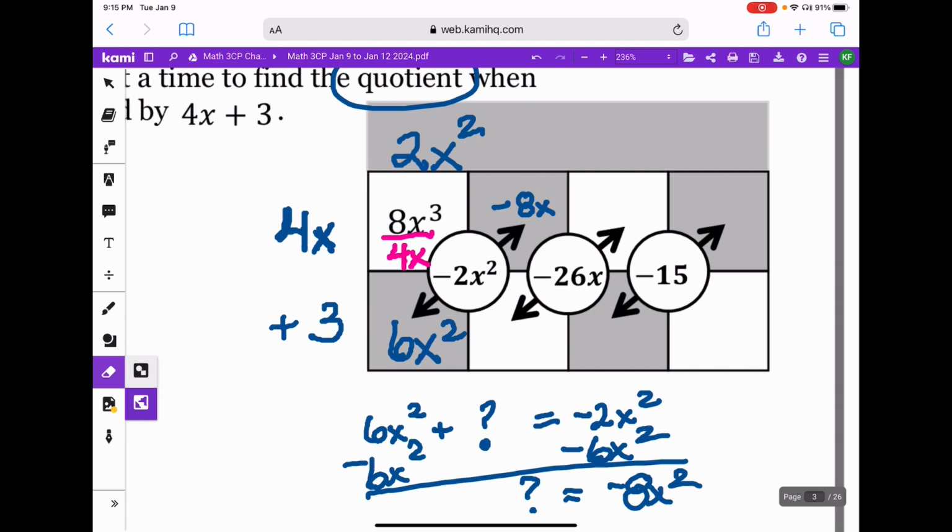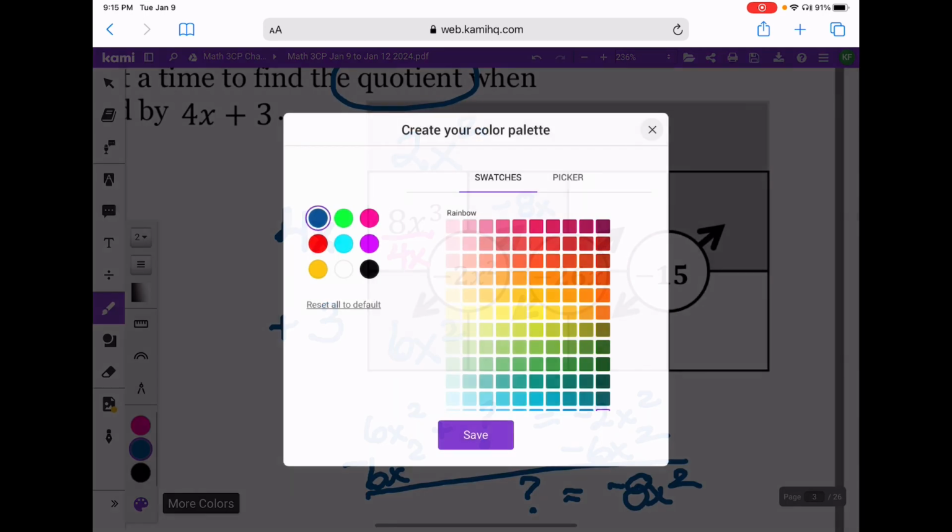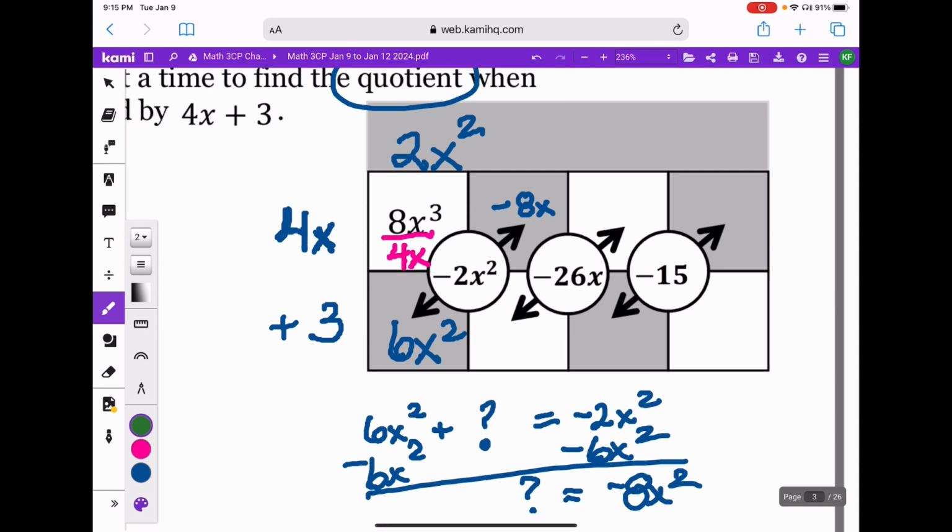So we're going to ignore this first column, and we're going to just focus on the second column. So I'm going to do that in a different color so you can see it. Okay, so here I'm going to divide again by 4x. So negative 8 divided by 4 is negative 2. x divided by x, oh, it's squared. Squared right here. So I missed that squared. It's negative 8x squared. Well, that was a good check.